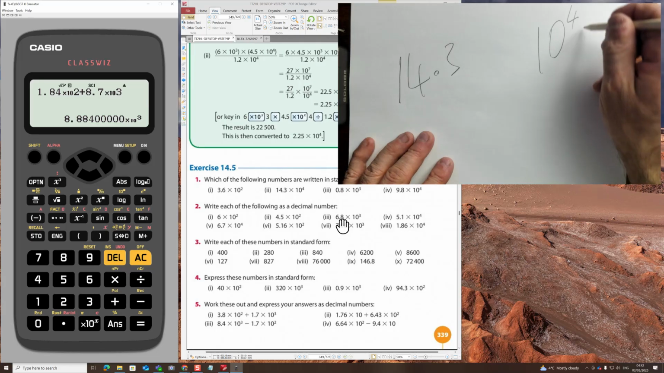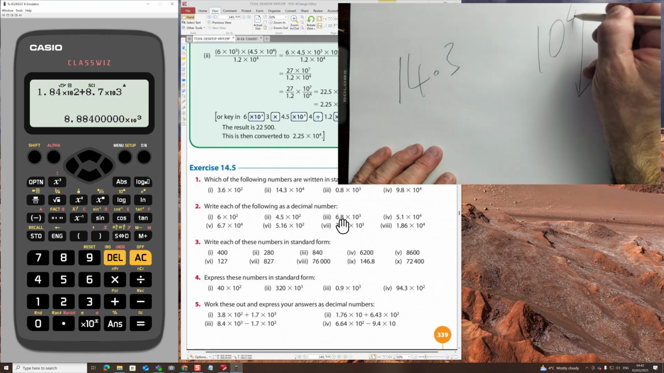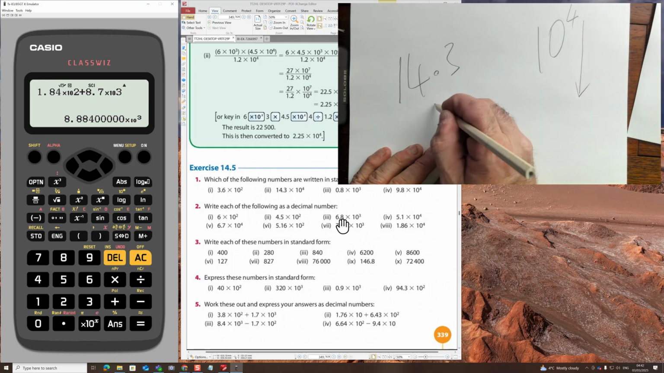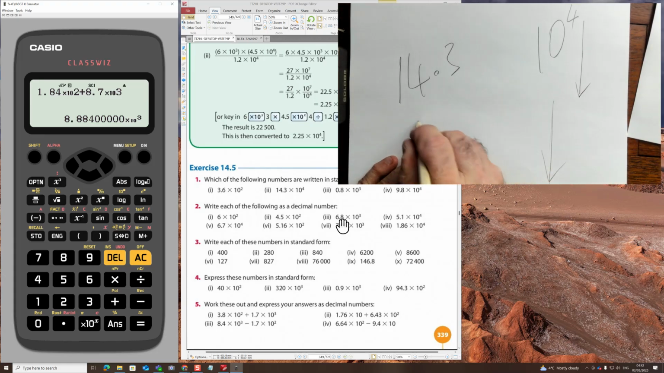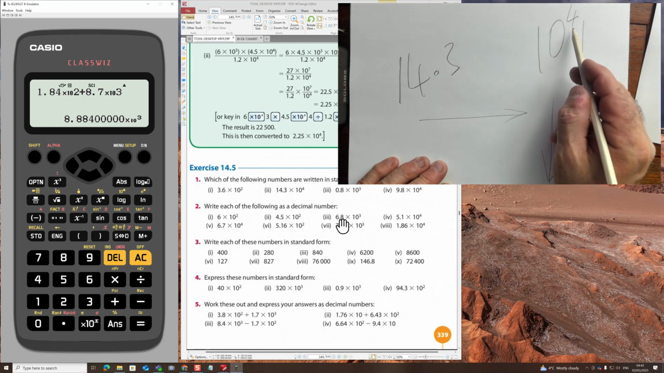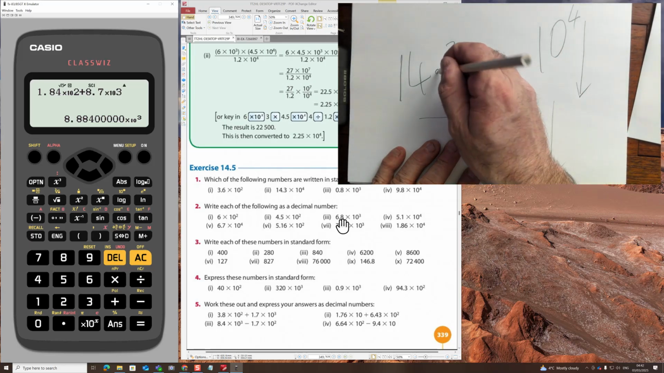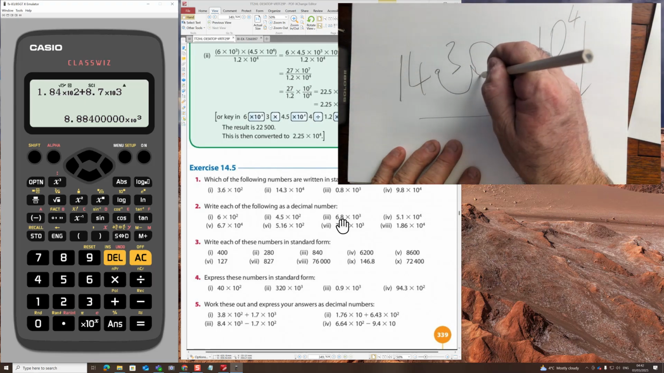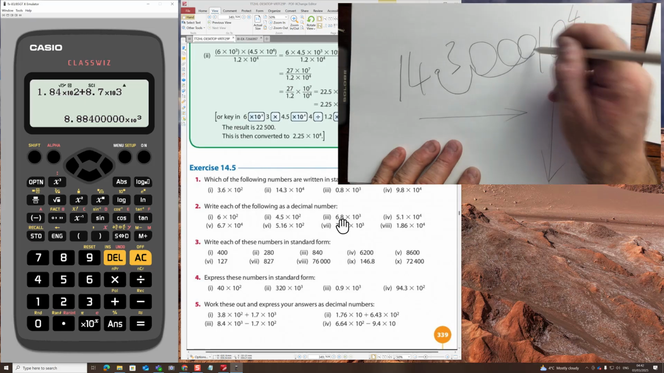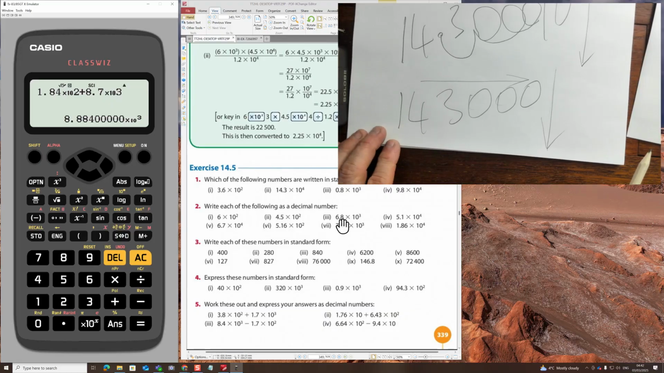And of course that power is dropping because we're getting rid of it down to 0. And if that is dropping, this number is getting smaller, so this number has to get bigger. So basically the power dropping is the same as the decimal place moving to the right. So if you're trying to do this sum, I'm trying to move the decimal place to the right 4 places. So we can count that out. 1, 2, 3, 4. Okay, and we have 143000.